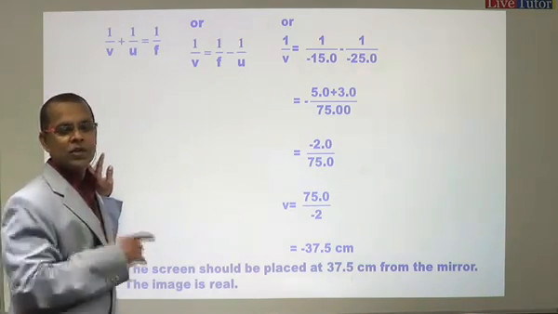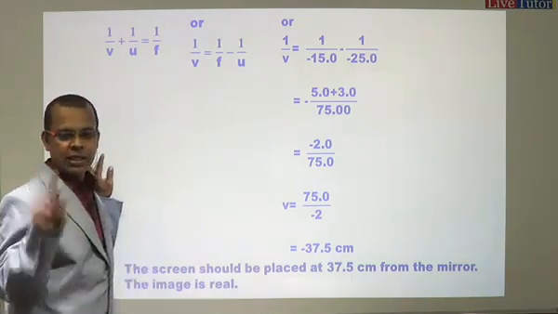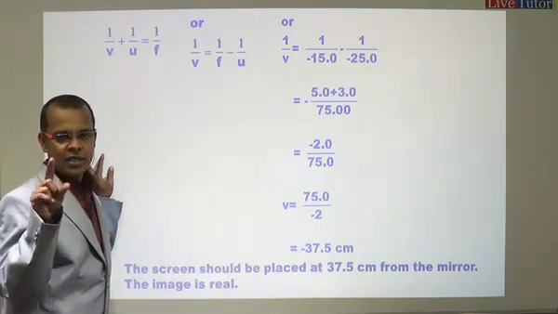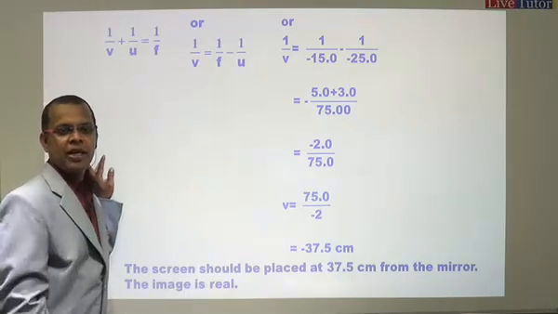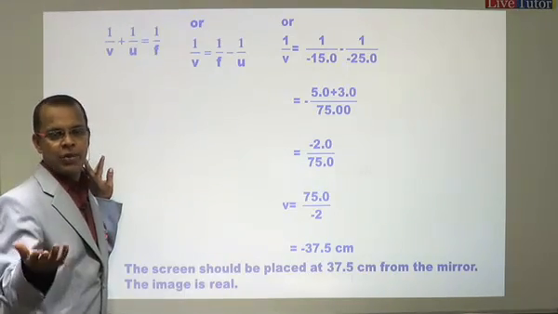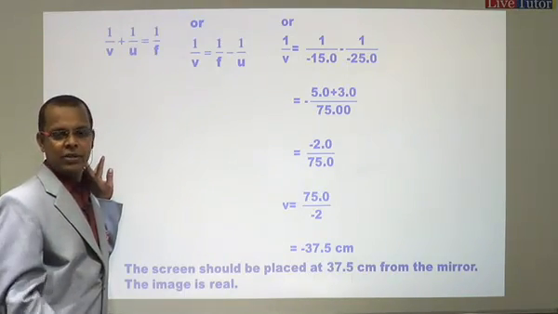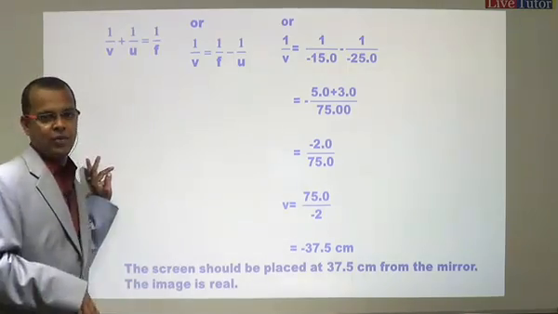Also, without seeing that, we can say, because for concave mirrors, if the object is placed at a finite distance, definitely the image can be caught on the screen. So it should be a real one. Okay, without that also we can say the image is a real one.